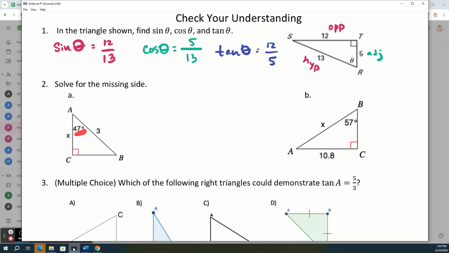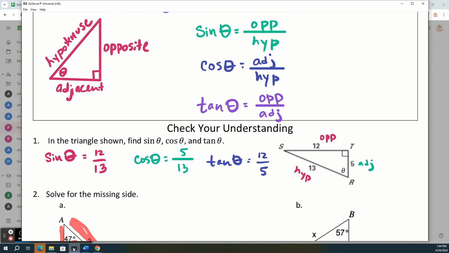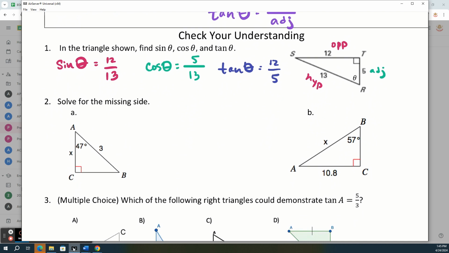So this is the angle that we know. This is the side that we want. And this is the side that we know. Out of the 3 trig ratios, which one would you use for that angle and those sides? Cosine. So if this is the angle, this is the adjacent. So the cosine of 47 degrees is equal to the adjacent over the hypotenuse.